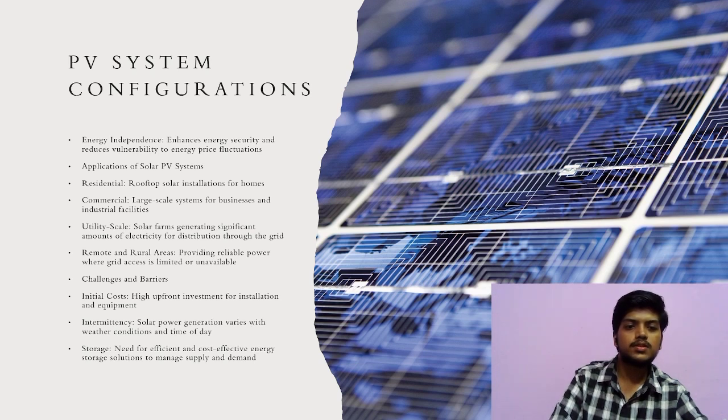Applications of solar PV systems: residential rooftop solar installations for homes; commercial large-scale systems for businesses and industrial facilities. Utility-scale solar farms generating significant amounts of electricity for distribution through the grid. Remote and rural areas, providing reliable power where grid access is limited or unavailable.